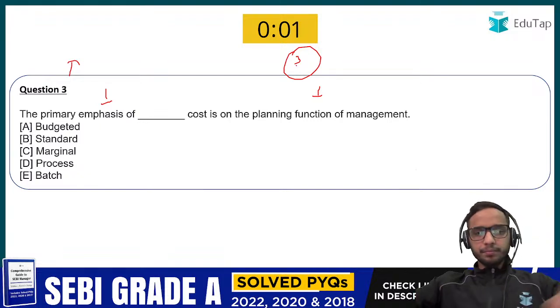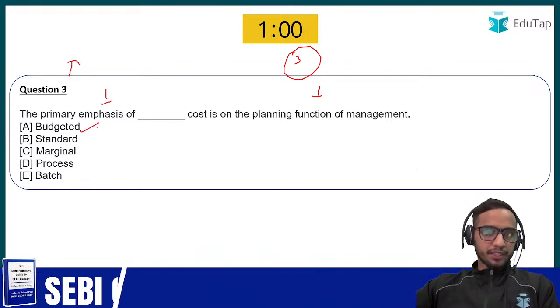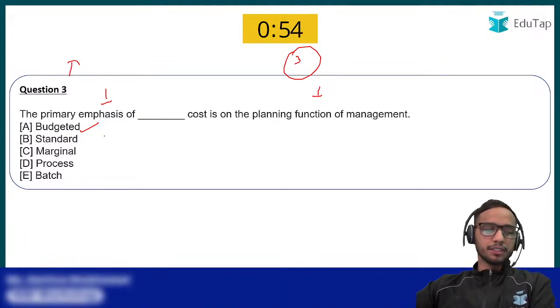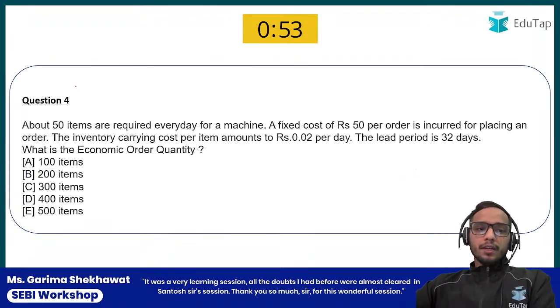Yes, that is your budgeted cost. Mansi, Nilesh, Panil, Dhaval, Atul, everyone is correct. Vishwas, Ashutosh, everyone is correct here. That's very good. Chalo. Now question number 4, and this is the numerical question.